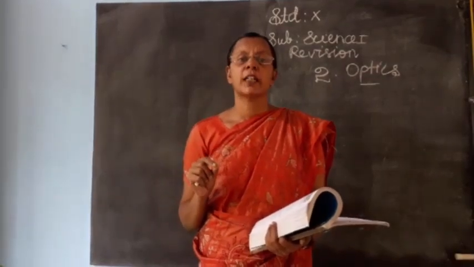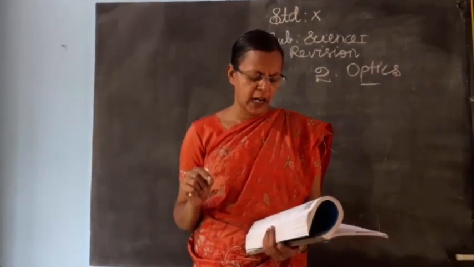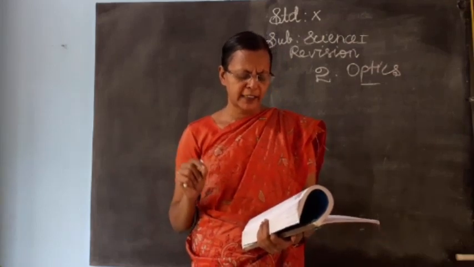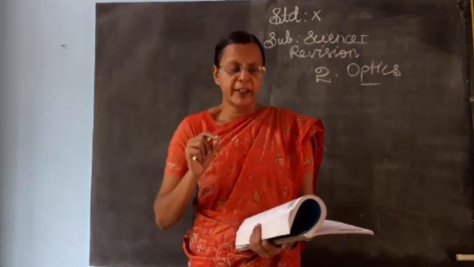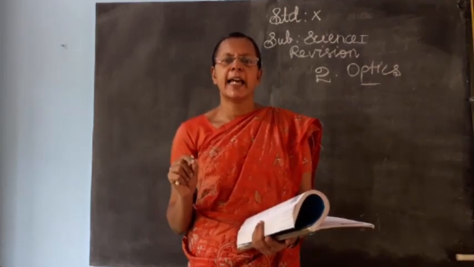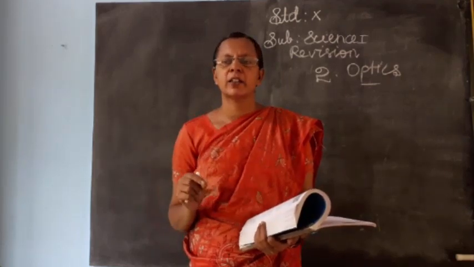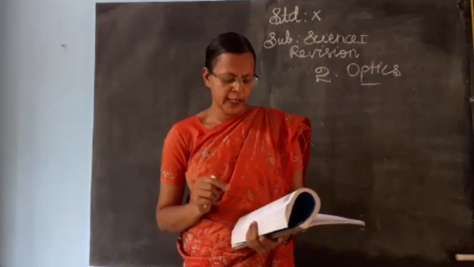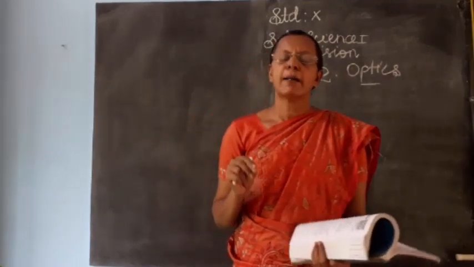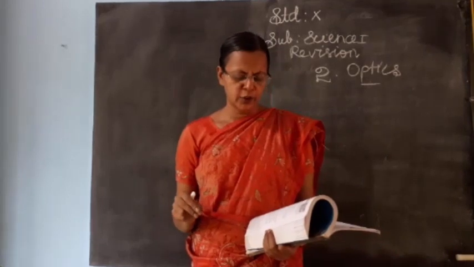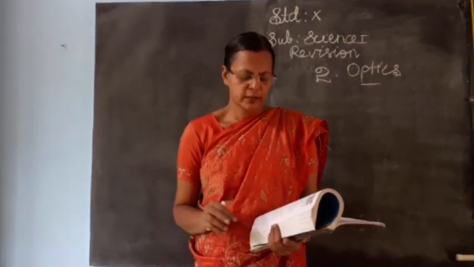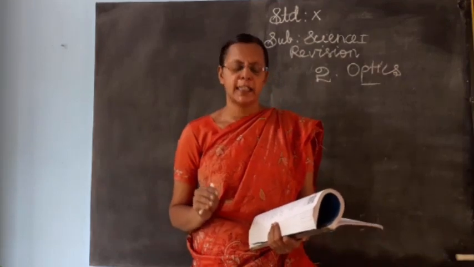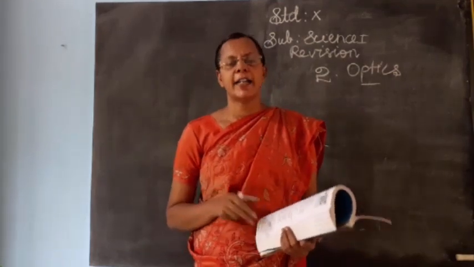Then fourth question, according to Raleigh's scattering law, the amount of scattering of light is inversely proportional to the fourth power of its dash. The dash you have to write wavelength. Wavelength is the correct answer. Fifth question. Amount of light entering into the eye is controlled by iris. Iris. Amount of light entering into the eye is controlled by iris.